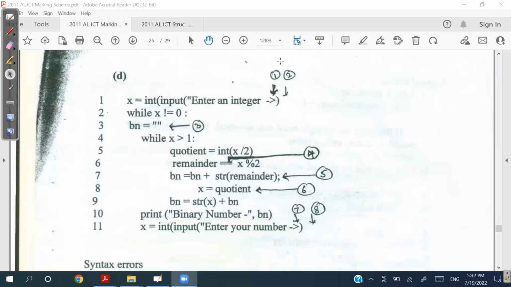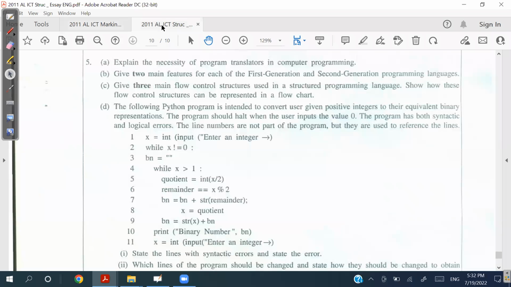Right, so the fourth one, part D, has code in the question. The following Python program is intended to convert user-given positive integers to their equivalent binary representation. So that is the thing that you must capture first.